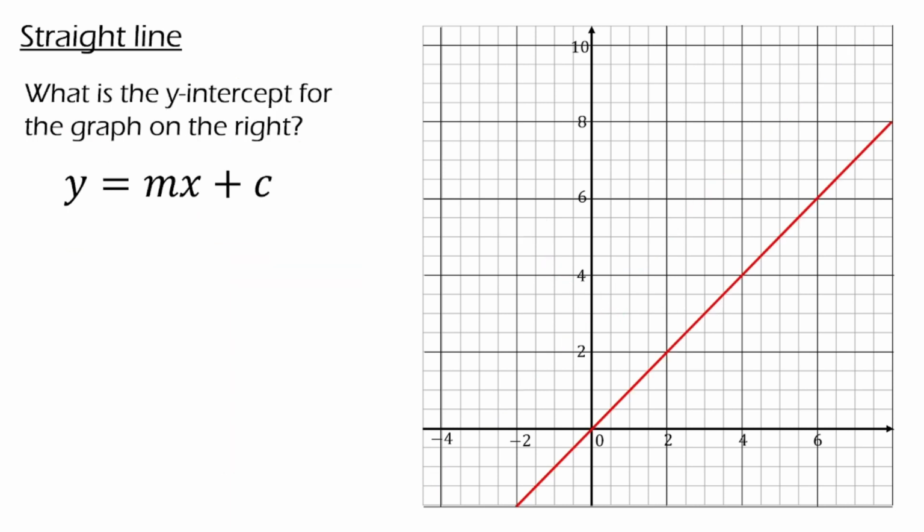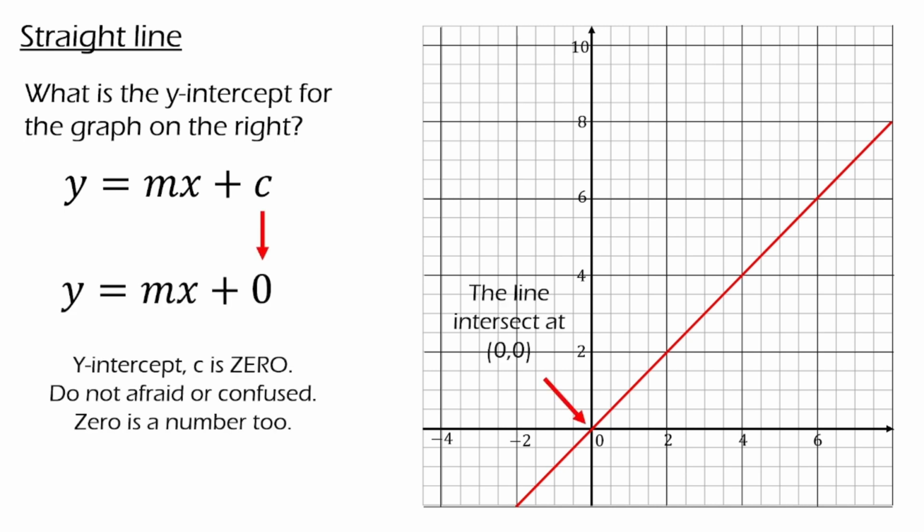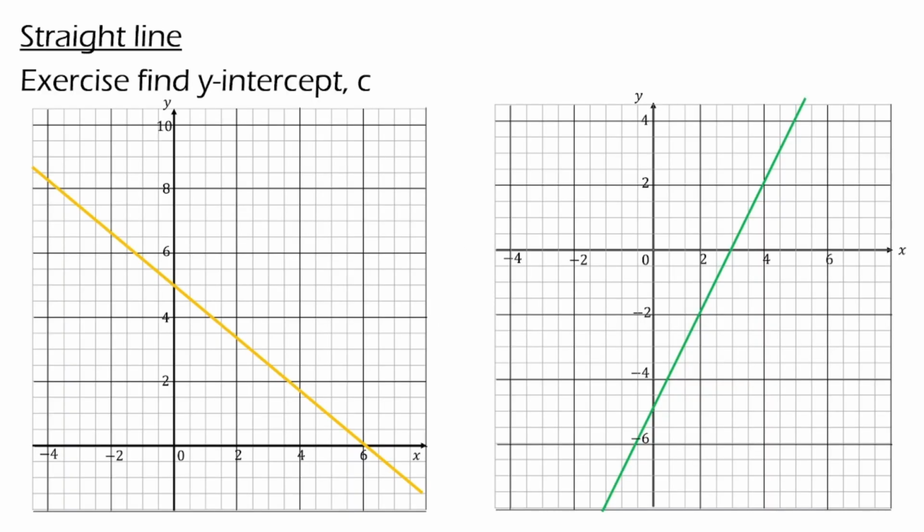What is the y-intercept for the graph on the right? Please pause the video and give it a try. The answer is y-intercept is equal to 0 because the line intersects at 0, 0. Do not be afraid or confused, 0 is also a number. I have prepared some exercises for you guys to try. Please find the y-intercept for both of these graphs. Please pause the video and give it a try. This is the answer.